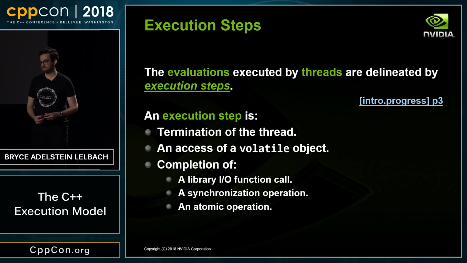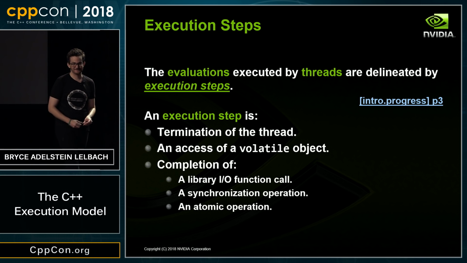But can I assume, for example, that any system call that causes a context switch is a library IO function call, or it depends? No, I'm not comfortable saying anything other than cout and printf are library IO functions. Okay, thank you.